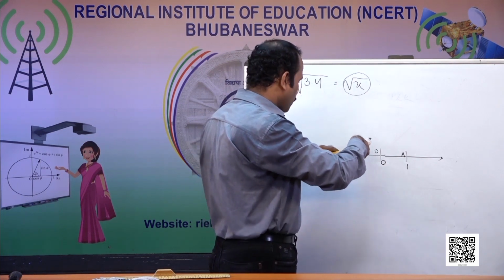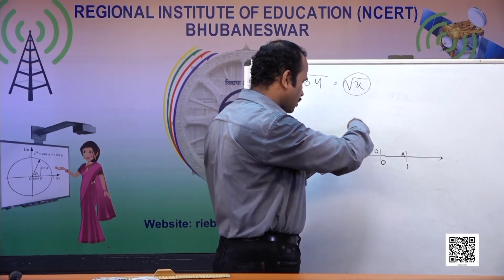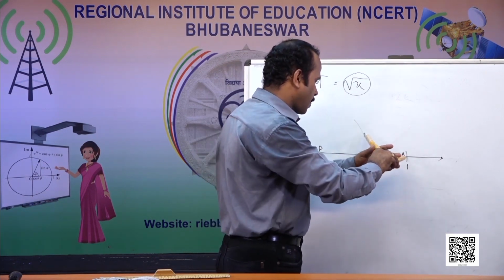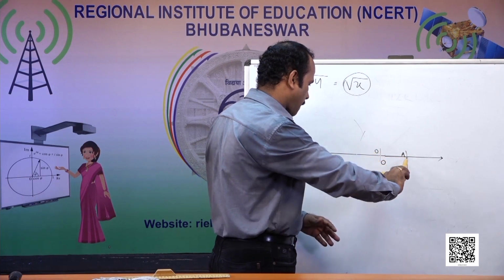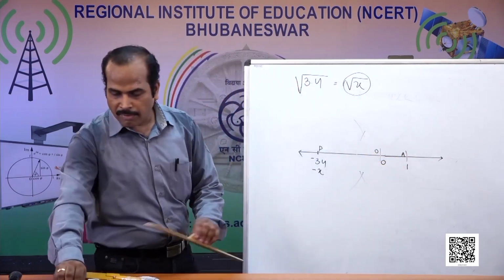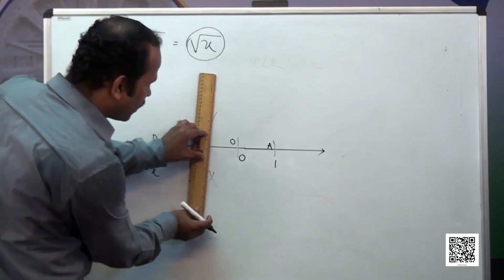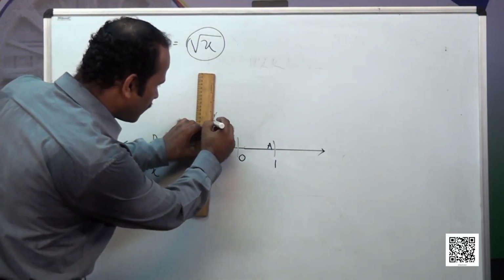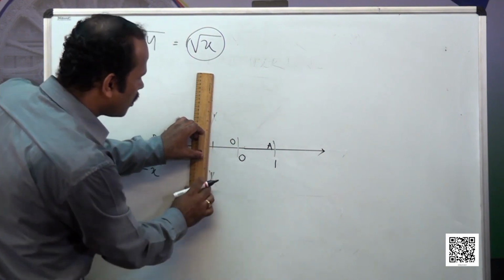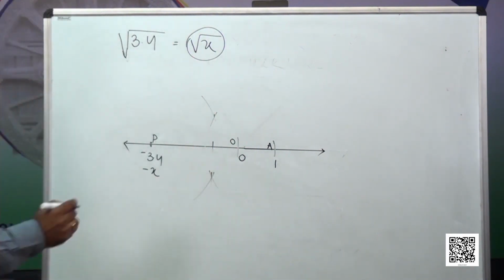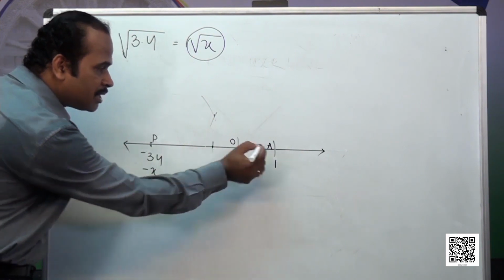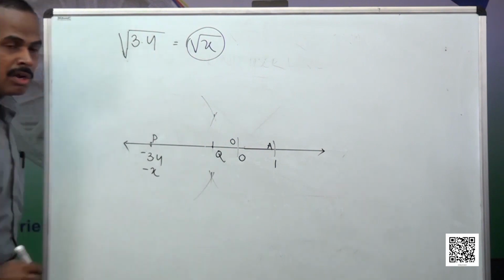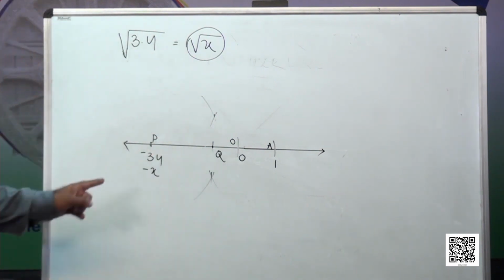Let me draw, taking more than half. Okay, so after cutting this, I will find this midpoint. This perpendicular bisector I have drawn only to find the midpoint, no other use. Okay, so now this is the midpoint of the line A to P. Let me take this point Q. Now Q is the midpoint of A to P.